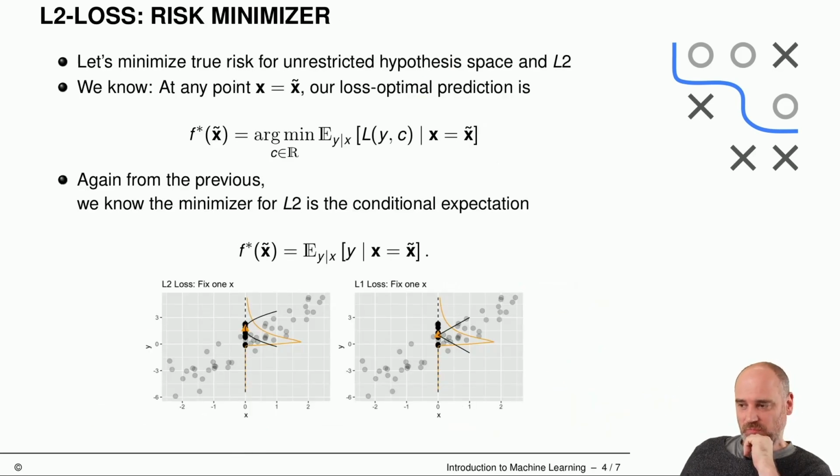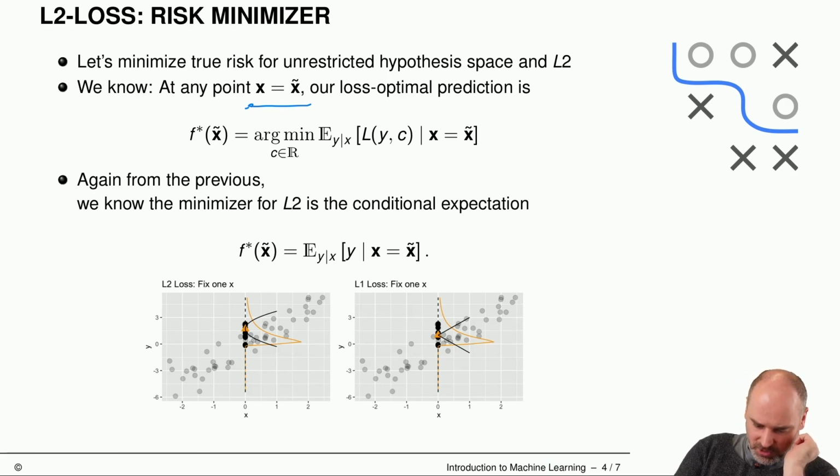Like I said before, constant models are interesting as baselines, but we are more interested in optimal point-wise conditional predictions, right? So let's now minimize the true risk for our unrestricted hypothesis space and L2 loss. So we are at some point x equals x tilde, so x is going to be a random variable, and x tilde is a concrete vector we are plugging into x, and we want to condition on x being equal to x tilde, and we want to talk about what our loss optimal prediction is.